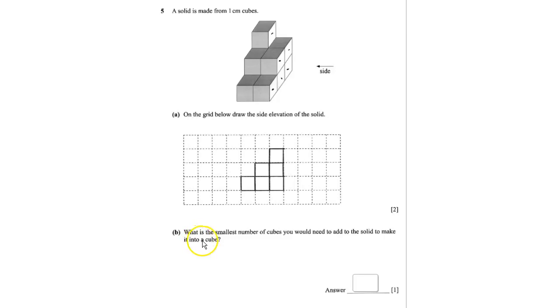Question B is, what is the smallest number of cubes you would need to add to the solid to make it into a cube? So we want to make it into a big cube. So we need to add 16 small cubes to make it 3 across and 3 up. So 16 small cubes would do that and make it into a big cube.